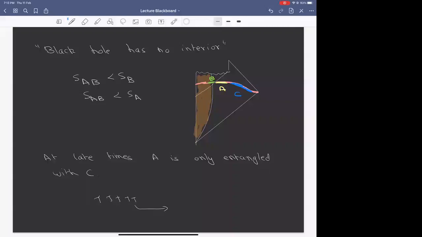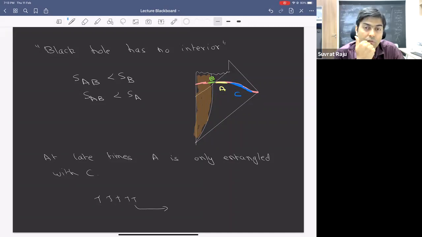It's not clear to me that this mode A, the very moment that I stop having an interior, will stop being entangled with something else. So I mean, of course you could, what I want to say.